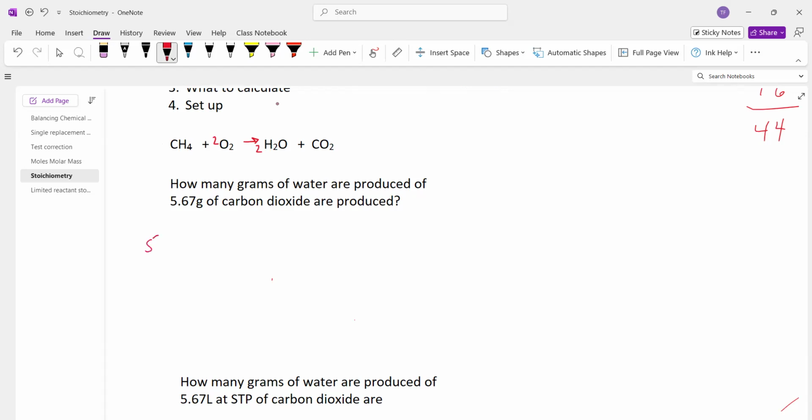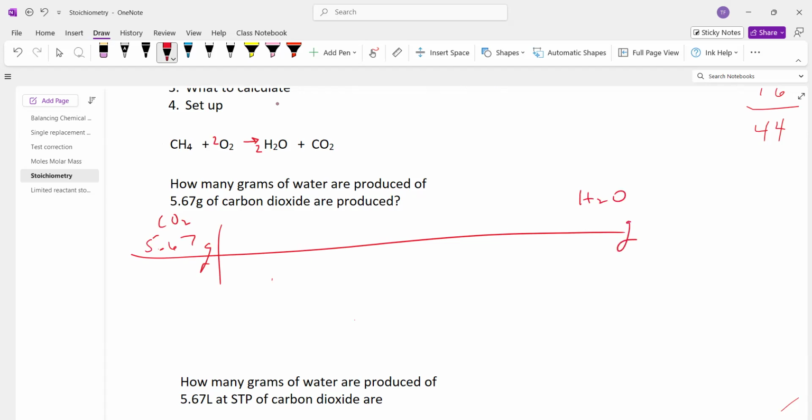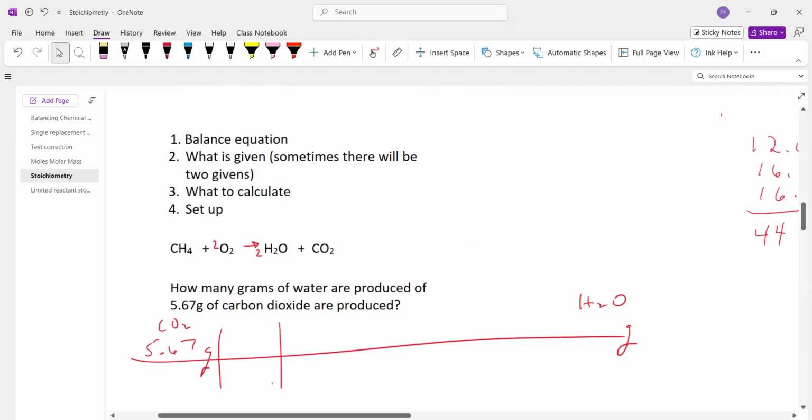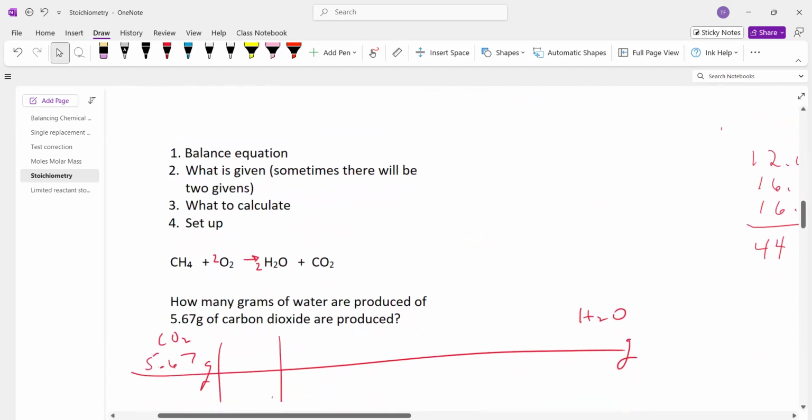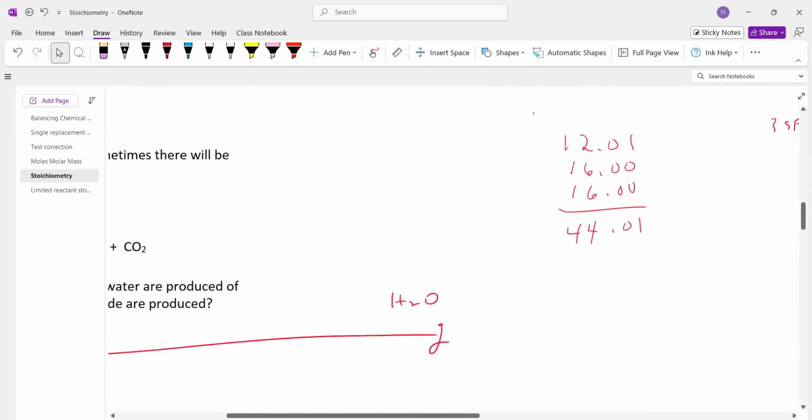So 567 grams carbon dioxide is given. And we're trying to go to grams of water. Grams to moles for carbon dioxide. Okay. Remember, carbon dioxide is, that was what, 64, I think. Oh, yeah.